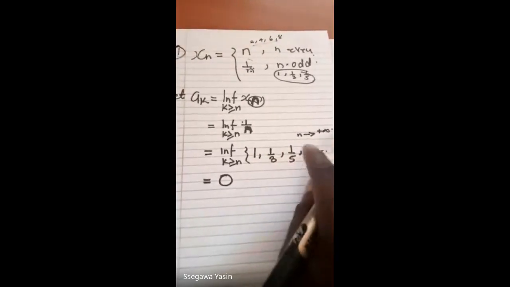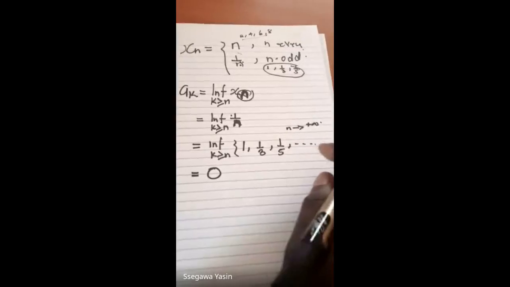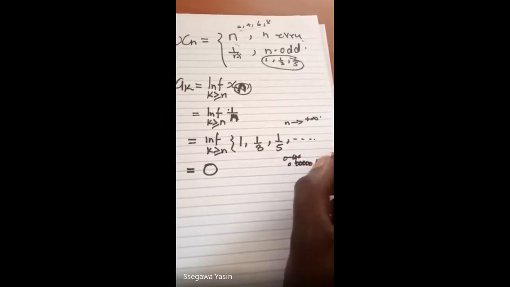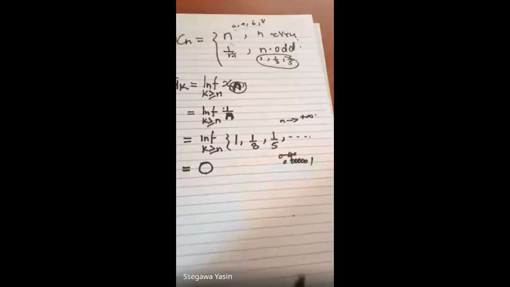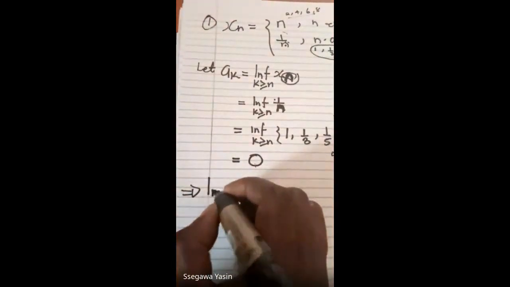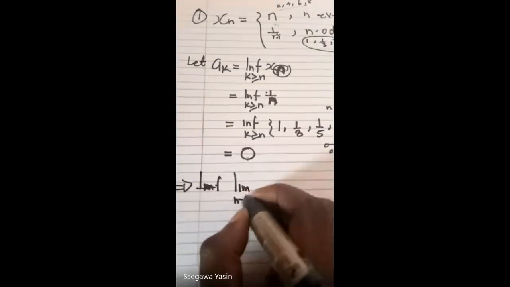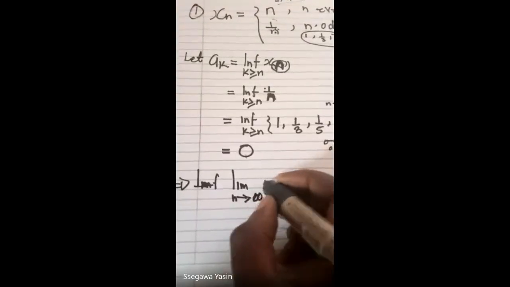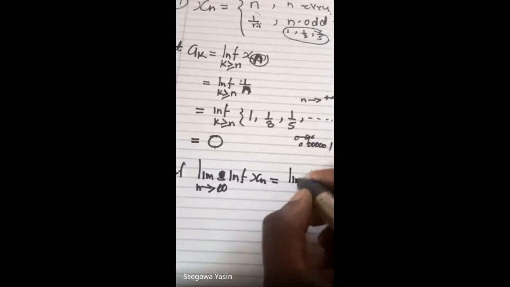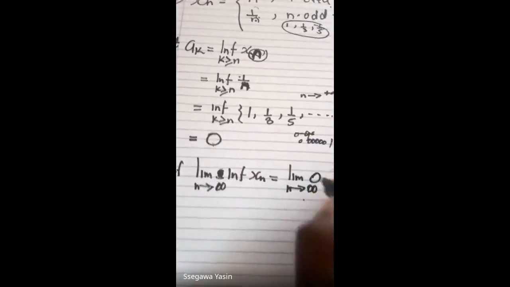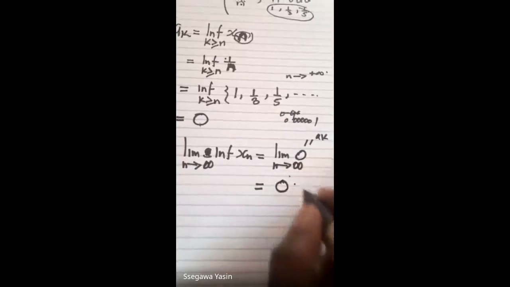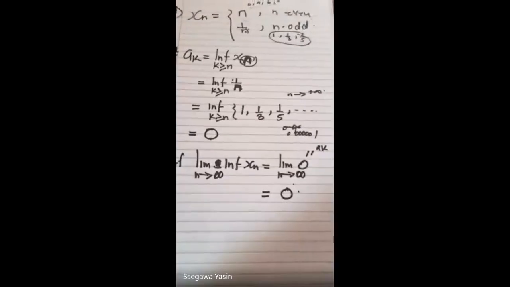Because remember, this is 1 over 3, you reach 1 over 100, 1 over 2 million, so long as it is 1 over something, we are going to reach a point when you are having 0.000000 maybe 1. Meaning that when you try to look at that, it's going to go to 0. Now, this implies that the limit as n goes to infinity of the inferior of xn will equal the limit as n goes to infinity of 0, because this is our ak. Then finally here we are going to get a 0.